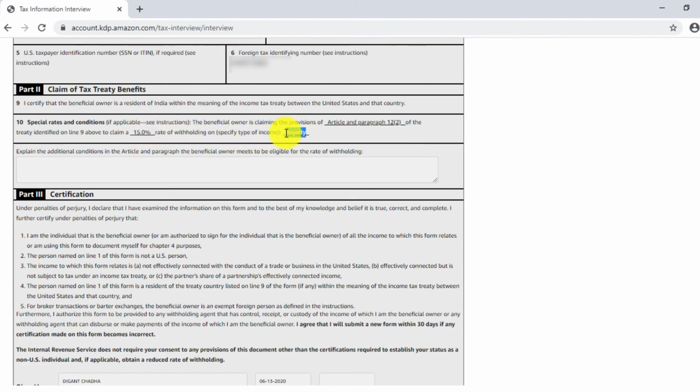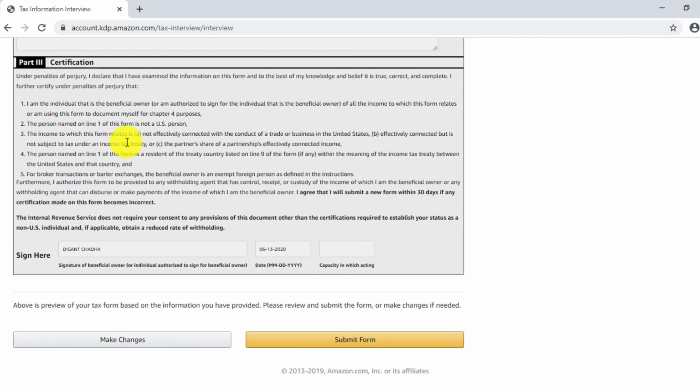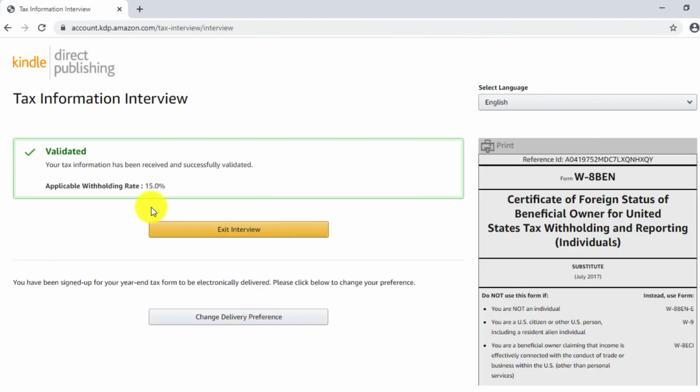Whatever Amazon KDP pays me is royalty income, and because I have filled up Form W8, I'm eligible for a lower withholding rate of 15%. Now I would just click on submit and it says your tax information has been received and successfully validated. Applicable withholding rate is 15%. Then I would just simply click on exit interview.